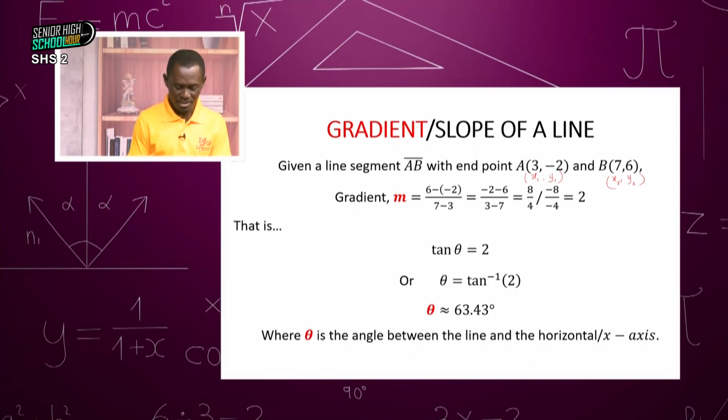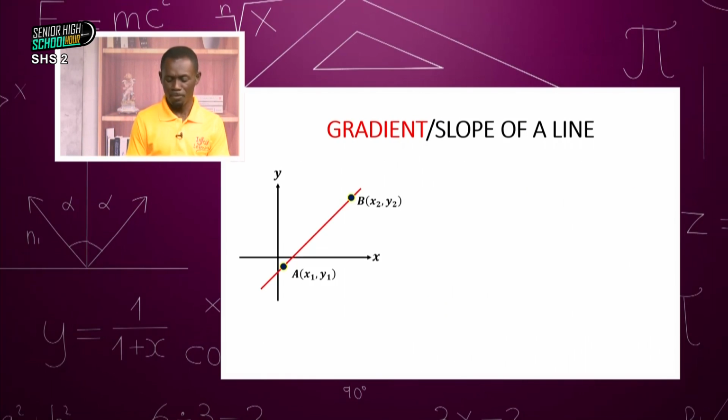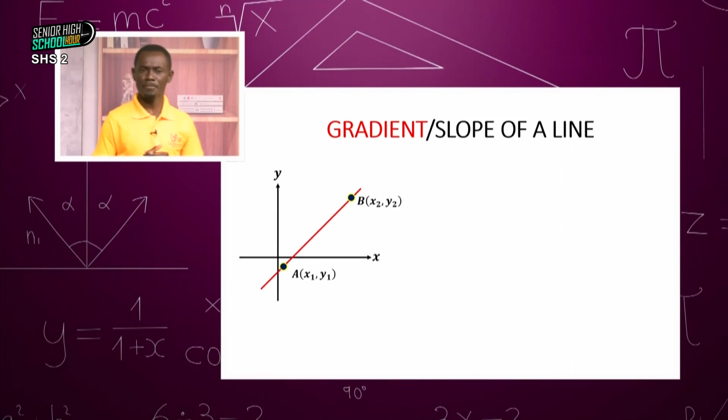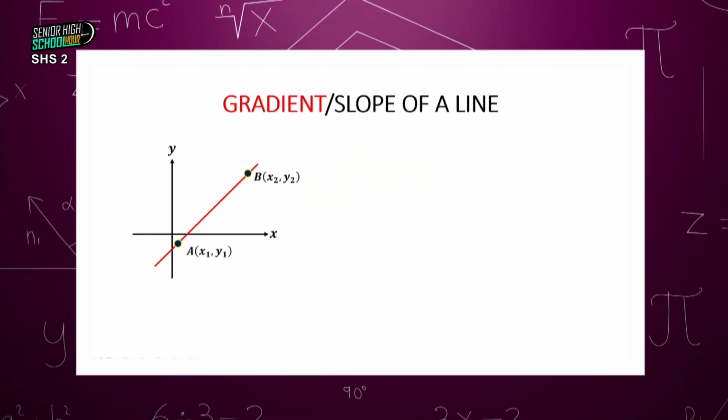So, let's investigate the slope. So, here is a pictorial representation. AB, you notice, is part of a line that is really long and stretching. But we just need between A and B, which is a line segment. All right. So, our gradient M is, as we said, y2 minus y1 divided by x2 minus x1.